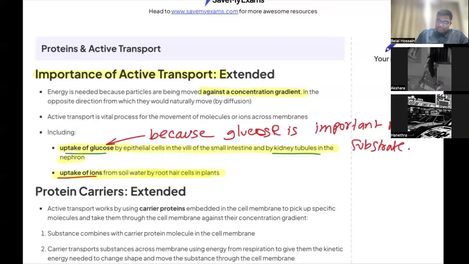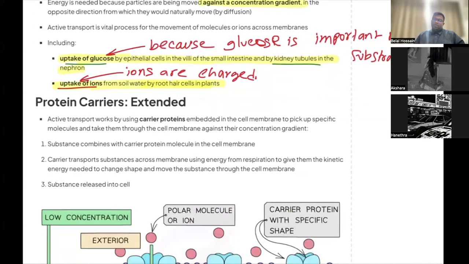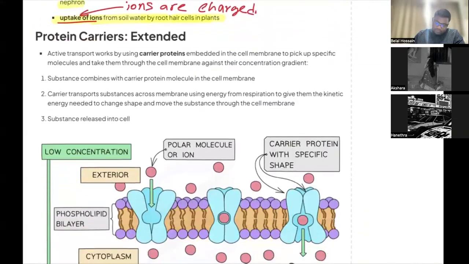Uptake of ions from soil water into root hair cells. So this is uptake of ions. Ions are charged. Okay. And plant cells already have more ions than the surrounding soil. So plant cells absorb that particular nutrient by active transport.